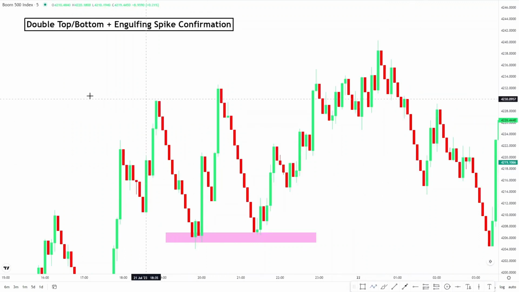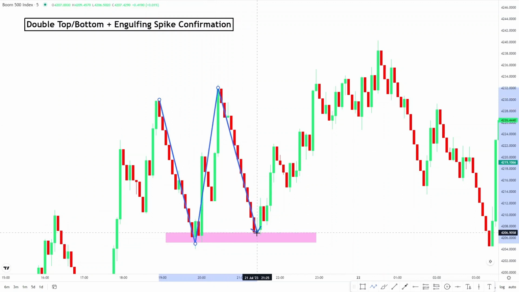Let's look at another one. This is a second example of a double top or bottom plus engulfing spike confirmation entry. So what are we looking for? We are trading spike, and the market came down, creating this first touch at this particular zone. The price went upwards and then came back again to the same zone, which means that there is no chance of the market breaking this point, because we ended up seeing the price now forming these bullish candlesticks.